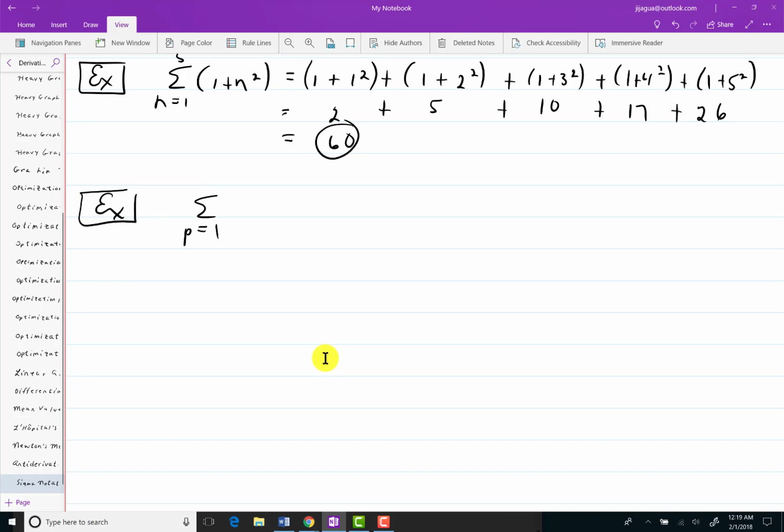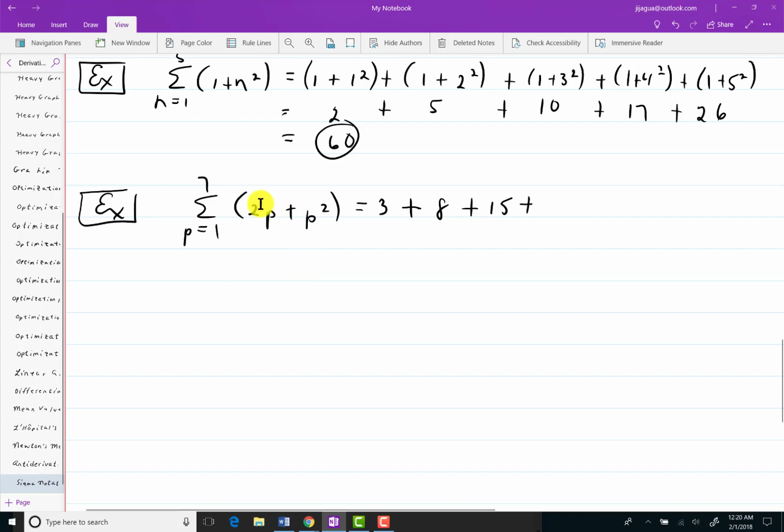But any letter is allowed. Here's a case where p is being used. 2p plus p squared. Now, seeing what I did last time, I'm going to suppress all the complex details in here and simply write the number that results. So when p equals 1, I'm going to write 2 plus 1 is 3. And then when p equals 2, I get 4 plus 4 is 8. P is 3, I get 6 plus 9 is 15.